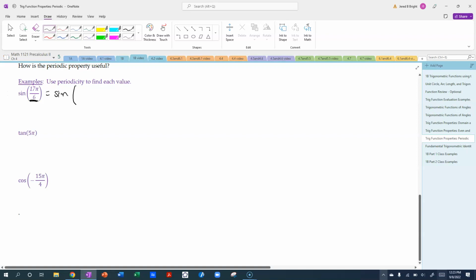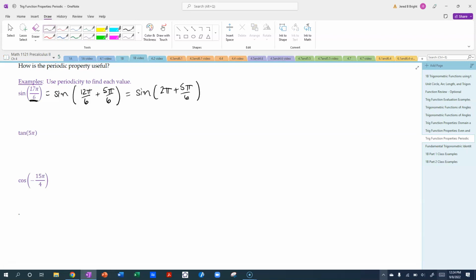So sine of 17 pi over 6. I'm trying to think, how would I put that on a chart? Like if I had to make a chart of this angle, right? 17 pi over 6, well, that's a little bit under 3 pi, right? But I could separate it as 12 pi over 6 plus 5 pi over 6, which is really saying sine of 2 pi plus 5 pi over 6, okay?